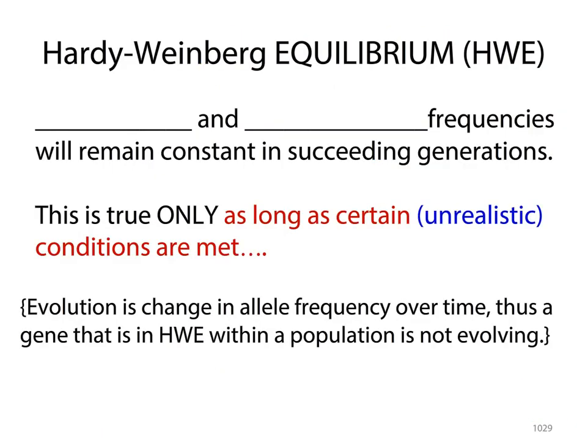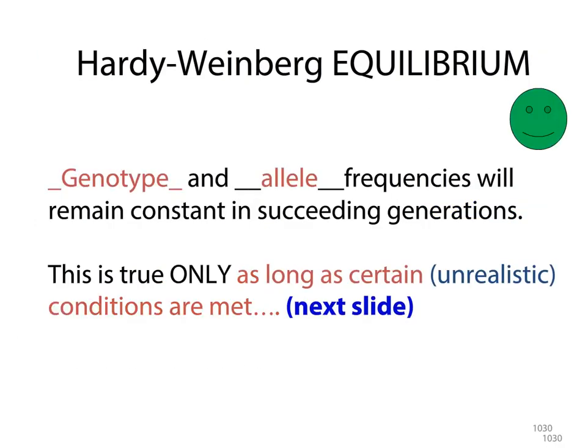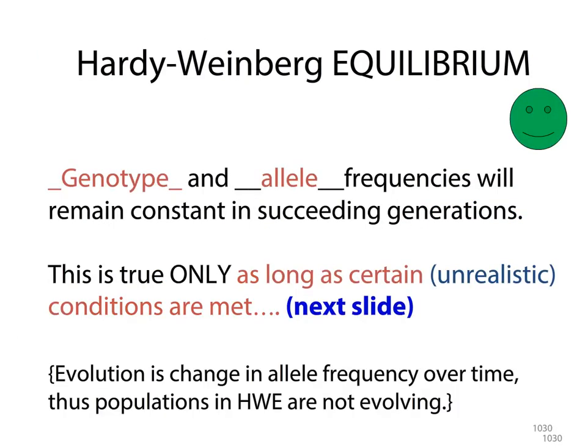Now, given what you've been reading about Hardy-Weinberg, hint, hint, you should be able to address this question. Blank and blank frequencies will remain constant in succeeding generations as long as certain conditions are met. Let's think through this and address those blanks. Hopefully you know that the answer to the blanks would be genotype and allele frequencies remain constant. Because remember, if Hardy-Weinberg equilibrium is happening, then evolution is not happening.